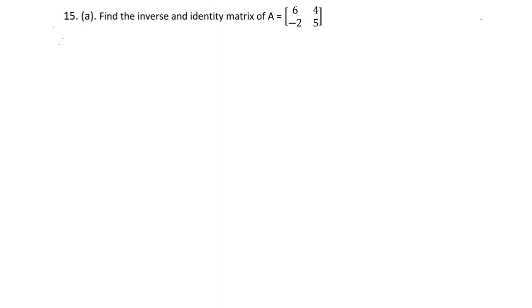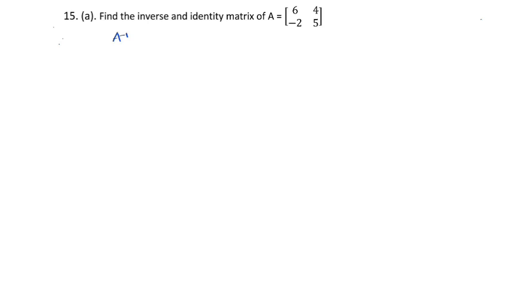Question number 15A. Find the inverse and identity matrix of A, 6, -2, 4, 5. Okay, so this is the matrix problem. To find an inverse of a matrix A, that is A inverse, we first need to find the determinant of the matrix.